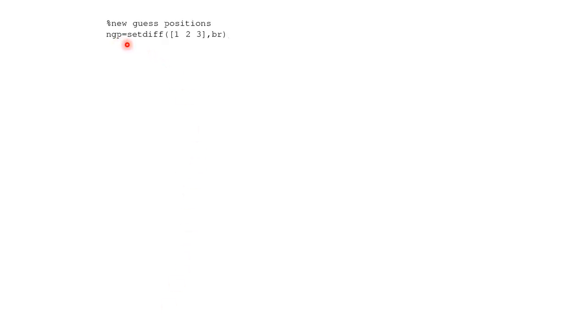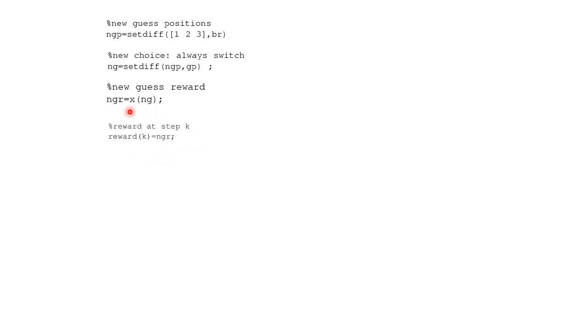Then we're adopting the switching strategy. So your new guess position is obtained from the set difference. And then we will keep a record of the reward. On your new guess, I'm calling this a new guess reward, it's x at new guess position. And we make a vector called reward, whose kth element is this. Then we'll end our loop.